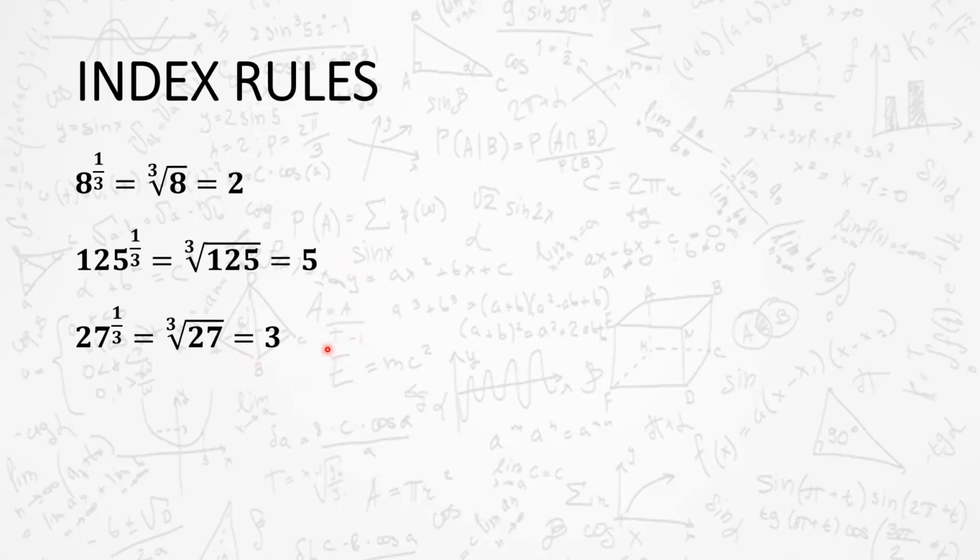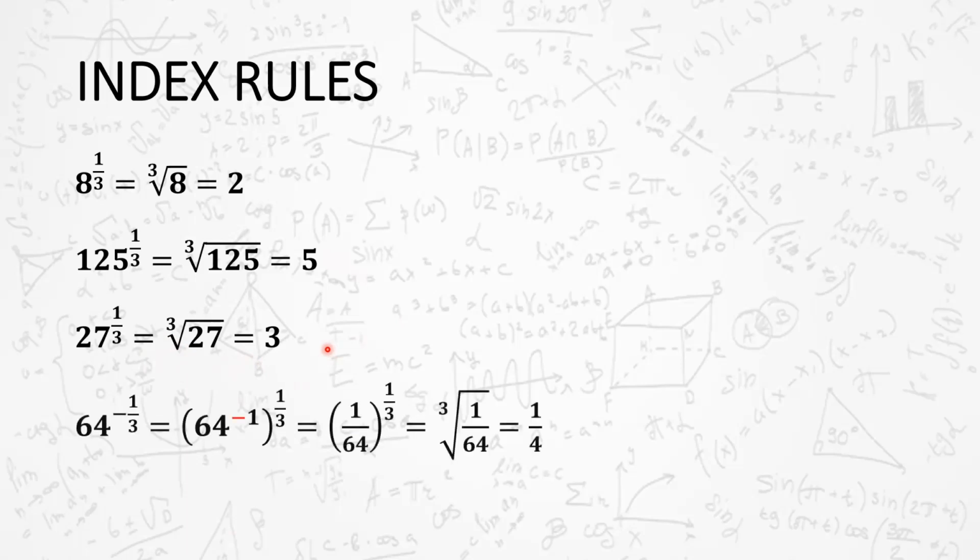Then let's look at our negative fractional indices. 64 to the power negative 1/3. Treat them separately: negative 1, then to the power a third. 64 to the power negative 1 gives us 1 over 64. Then 1 over 64 to the power 1 over 3 gives us the cube root of 1 over 64, which equals 1 over 4, because 4 times 4 times 4 gives us 64. 4 to the power 3 is 64. So my final answer is 1 over 4.